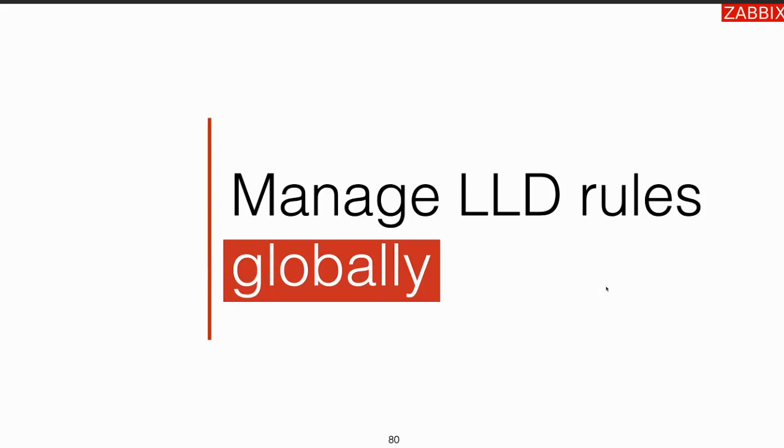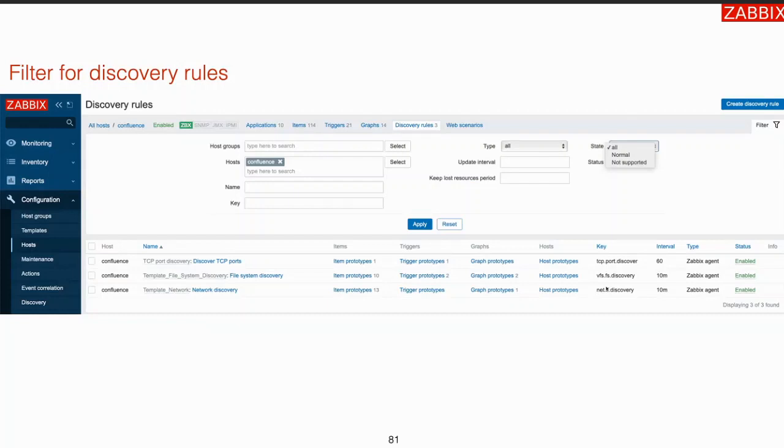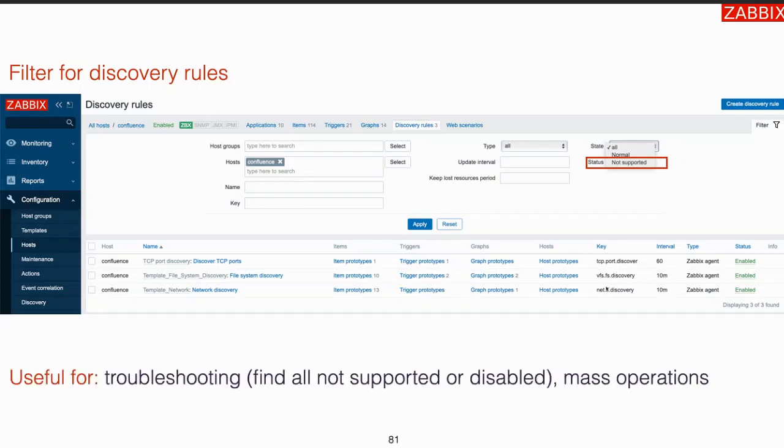In Zabbix 5.0, it's possible to manage low-level discovery rules globally thanks to a filter for discovery rules. So now, for example, if you want to see what discovery rules are not supported anymore globally, not which are linked to a specific host, but on a global level, we may go to this filter, we select the state is not supported, and use this filter, and we can see what discovery rules are not supported, and we can fix them much more quickly. Yeah, and it's very useful for troubleshooting purposes, or maybe for some mass update operations.